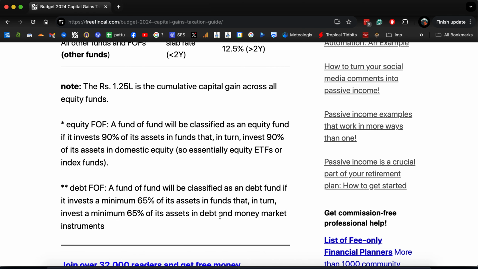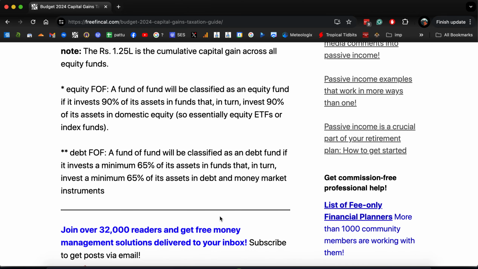A debt fund of fund must hold 65% of funds that in turn invest at least 65% in debt and money market instruments. I think if I keep saying that again, I'll get confused. So you can look at the article and read it carefully. Let me say this one last time: a debt fund of fund is one that should invest at least 65% in debt funds, and those debt funds should invest 65% in bonds. So that's how it's defined.